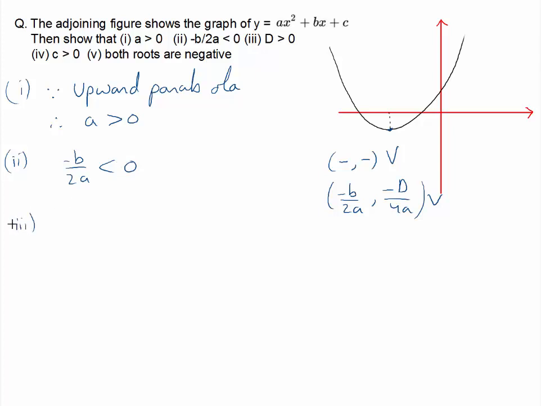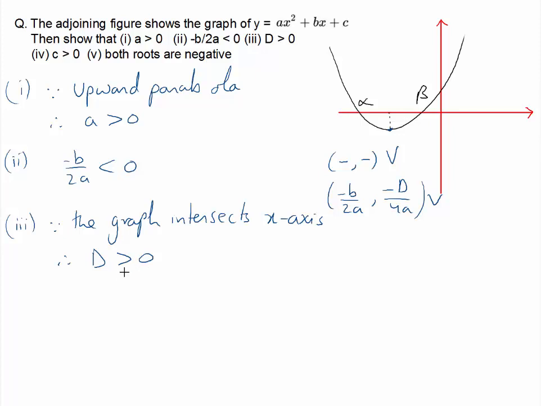The third, we need to show that d is greater than 0. Now since the graph intersects the x-axis, therefore we can easily conclude that d is greater than 0 because we can see that the graph intersects the x-axis at 2 points, which become the roots. Now since it has real and distinct roots, therefore d is greater than 0.